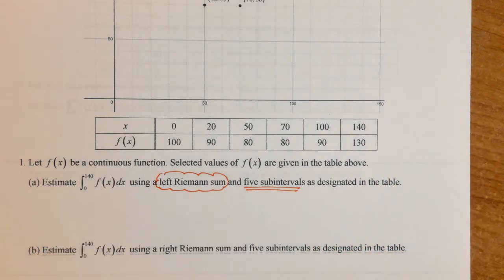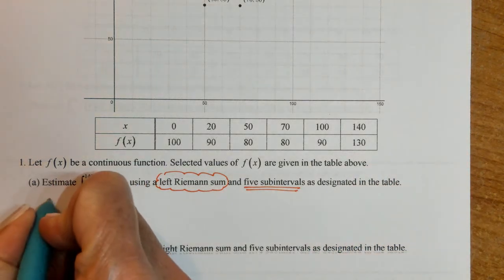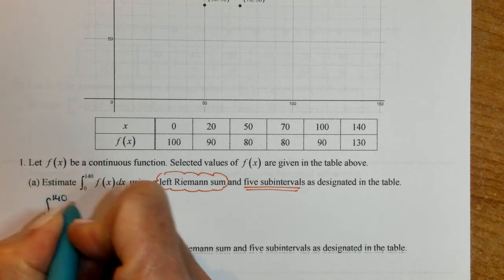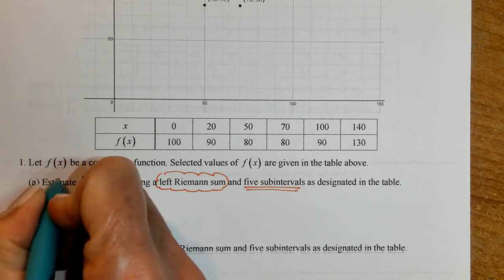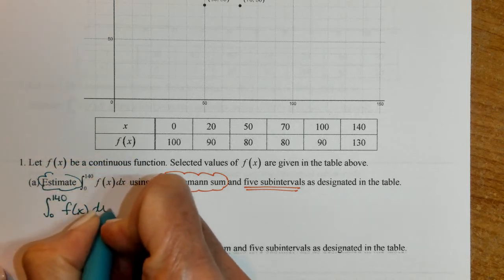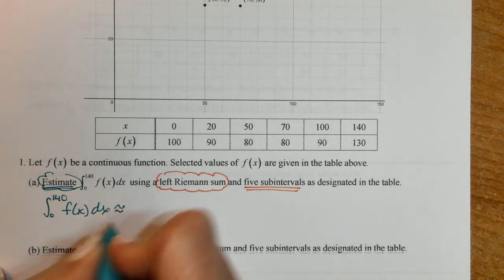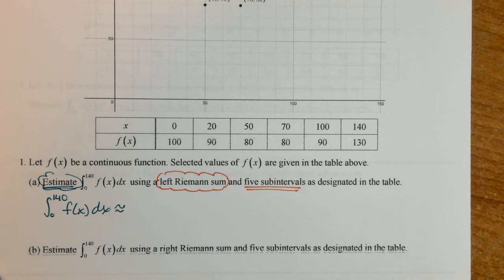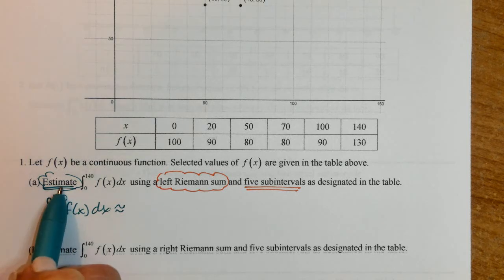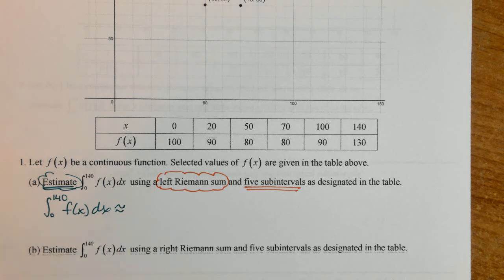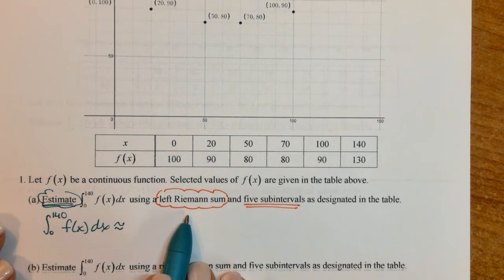Okay? So I'm going to start off with what I'm trying to find. I'm trying to approximate, just approximate. Since we're asked to approximate, I don't want to use an equal sign because that's not true. We're approximating, so I'm going to use the approximately equal to sign. That's important, you guys. You never want to say something is equal to something it's not equal to. So if we're asked to approximate or estimate, use the appropriate sign. Okay? All right. And we're using the left Riemann sum.